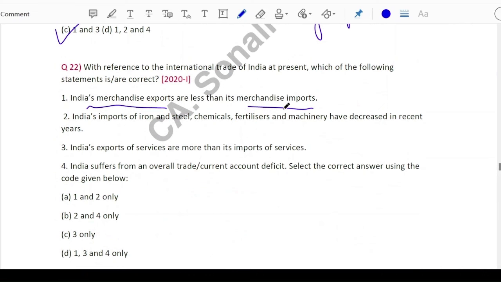Yes, this is true. Second statement, India's import of iron and steel, chemicals, fertilizers and machinery have decreased in recent years. Here also I want you to pay attention to this word, decreased in the recent years. You need to pay attention to it. This is generally wrong.